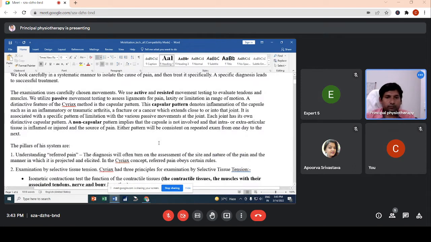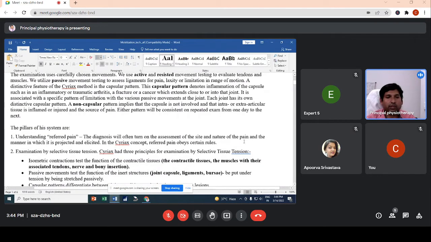Basically, his assessment and treatment were based on first a proper examination, means diagnosis. The pillars of his system are understanding referred pain. The diagnosis will often turn on the assessment of the site and nature of pain and the manner in which it is projected and elicited. In the Cyriax concept, referred pain obeys certain rules. Then comes examination by selective tissue tension tests. Cyriax had three principles for examination of selective tissue tension.